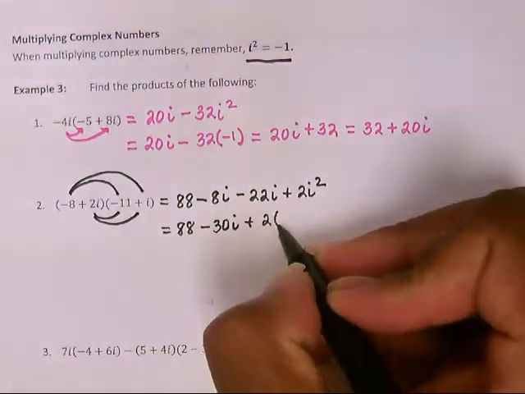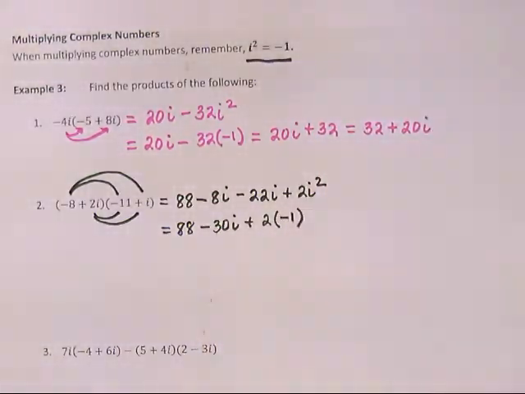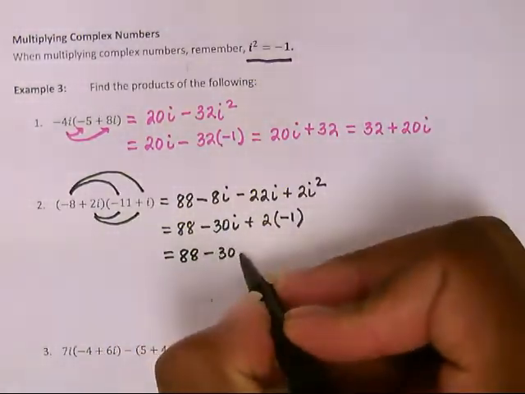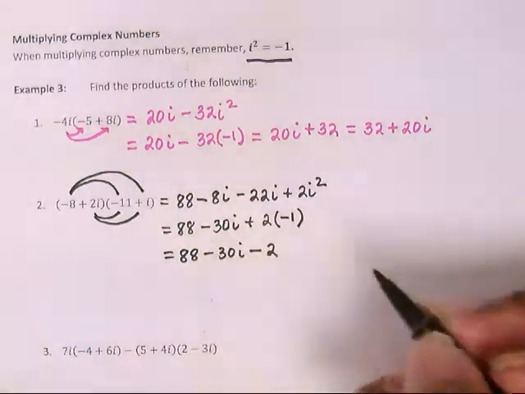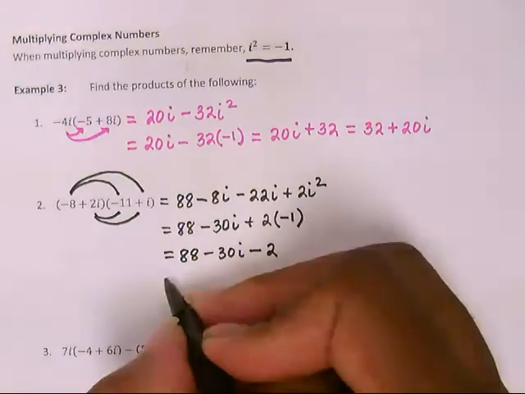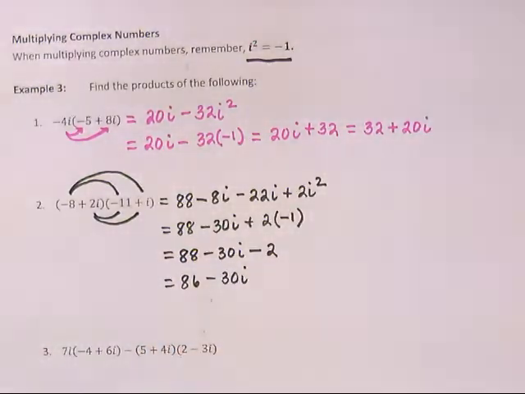Then plus 2 times that i squared, we replace it with negative 1. And the negative 1 will make the plus 2 a minus 2. So I'm going to have 88 minus 30i minus 2. And then I can do 88 minus 2, which will give me 86 minus 30i. So the product of those two complex numbers will end up being 86 minus 30i.